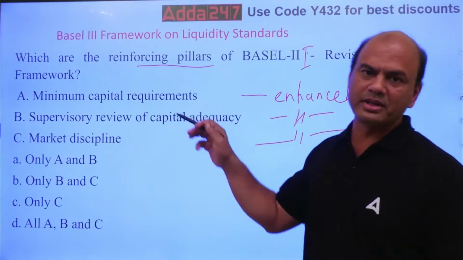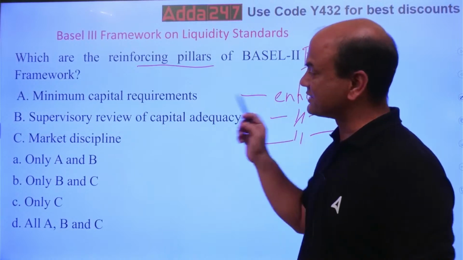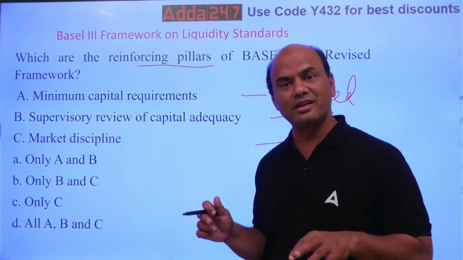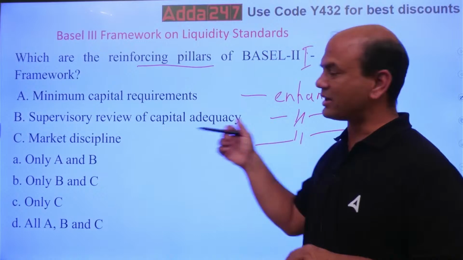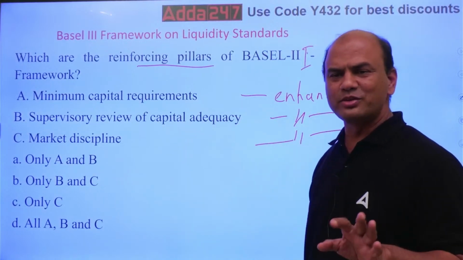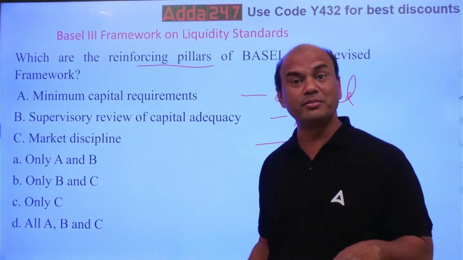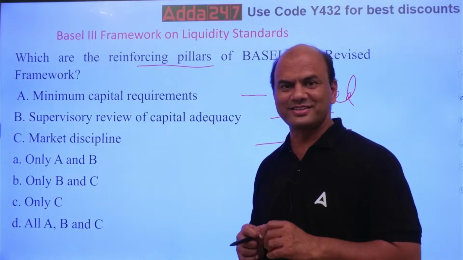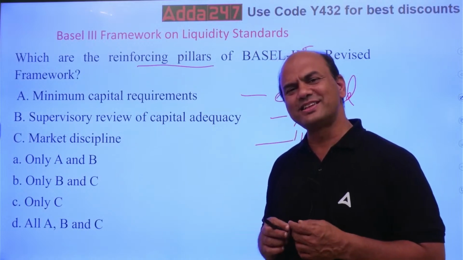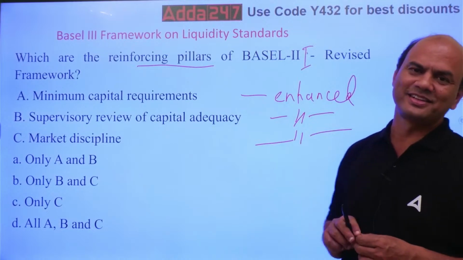Enhanced minimum capital requirements, Basel 3. Enhanced SREP, Basel 3. Enhanced market discipline, Basel 3. For Basel 2, it is just this minimum capital, SREP and market discipline. And in Basel 3, the word enhanced is there. Why is this word enhanced there? Anyone knows?